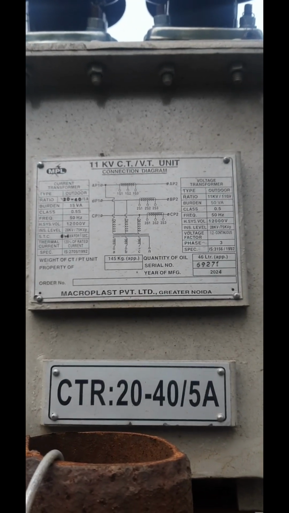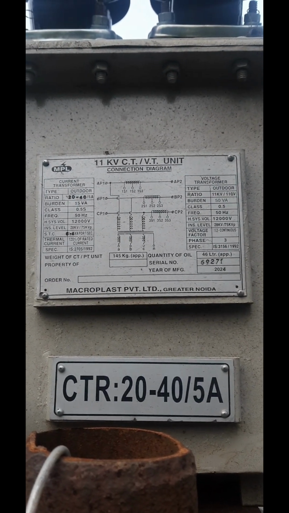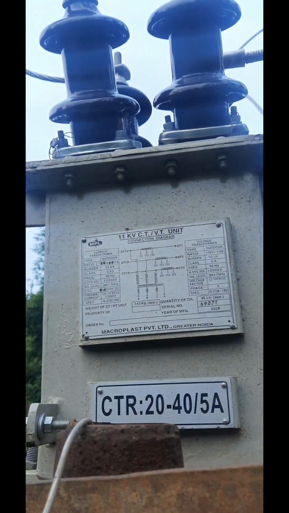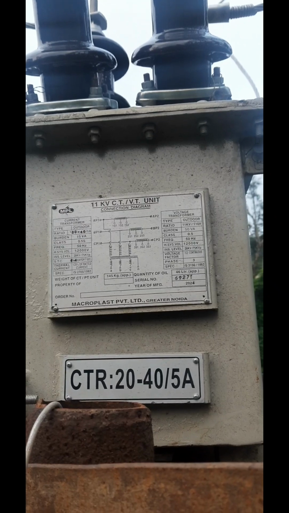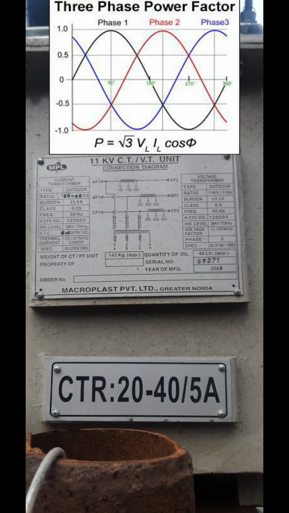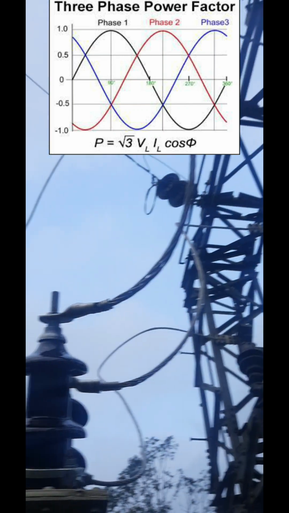Alright, so this is an 11 kV CTPT unit, PT or VT we call this, and this is a company macro class. The CT ratio is 20, 40 by 5, and how do we choose between this ratio is we have to just use the formula P is equal to root 3 VI cos phi, and you have to always consider the power factor to be 0.9 in this case.